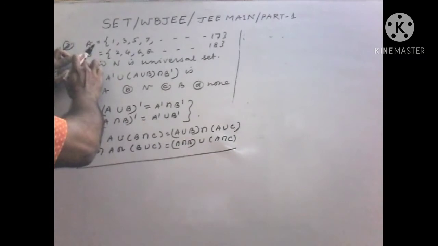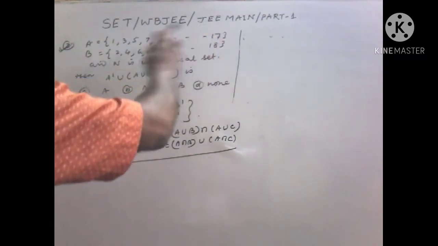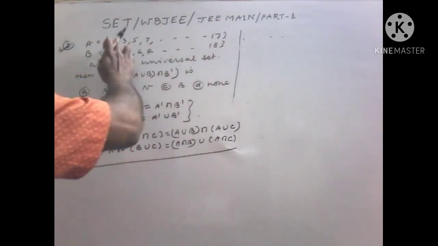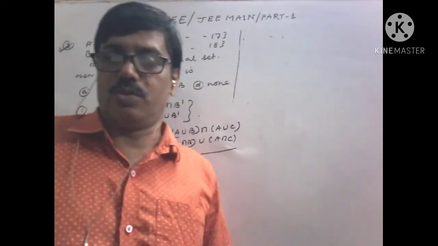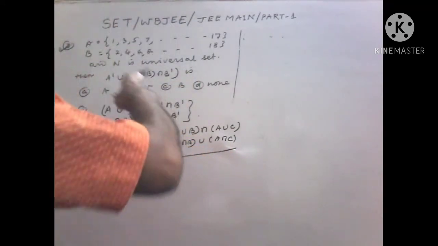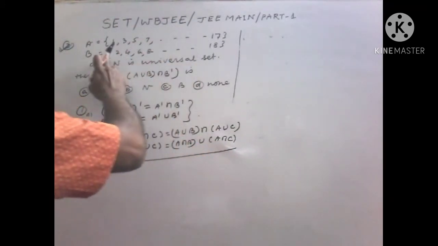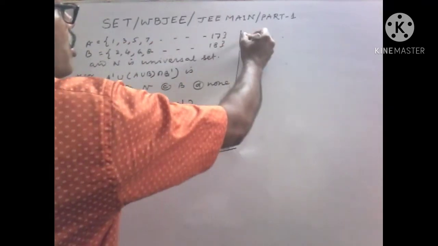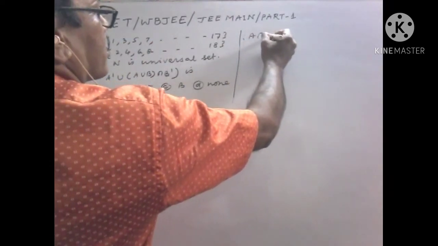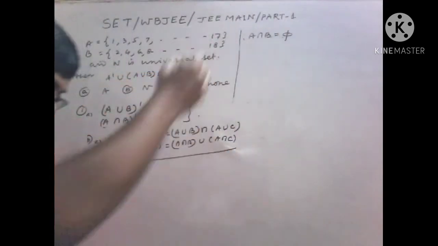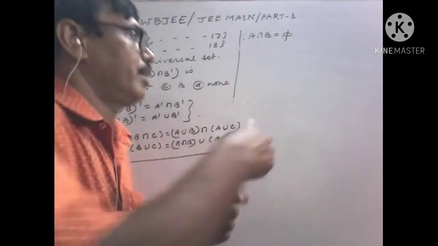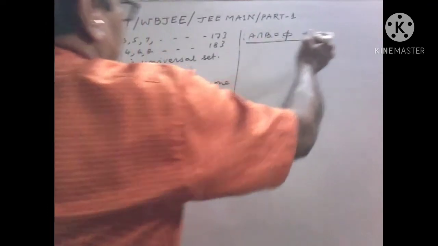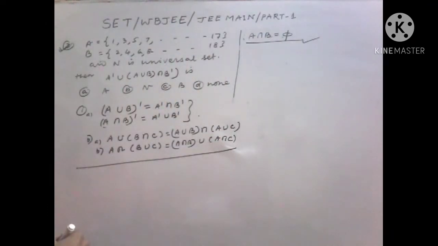So look, A and B: 1, 3, 5, 7, ... 17, that is the set of odd integers from 1 to 17, and this is the set of even integers from 1 to 18. So obviously A intersection B equals {5}. So A intersection B equals {5}. So we are getting additional information.